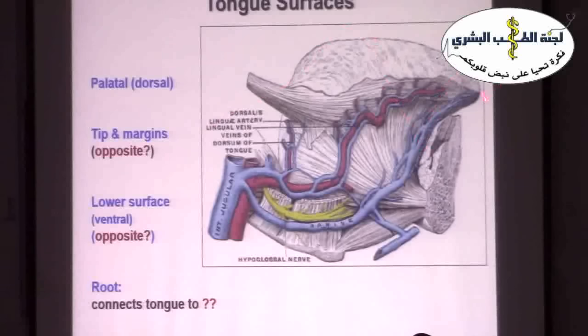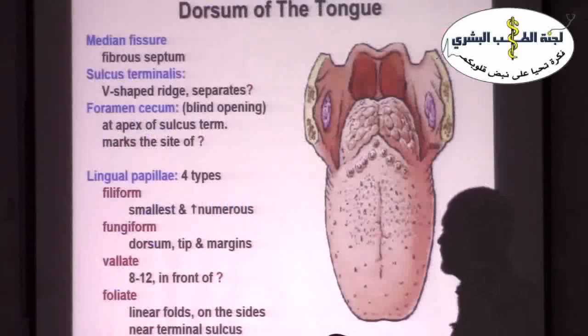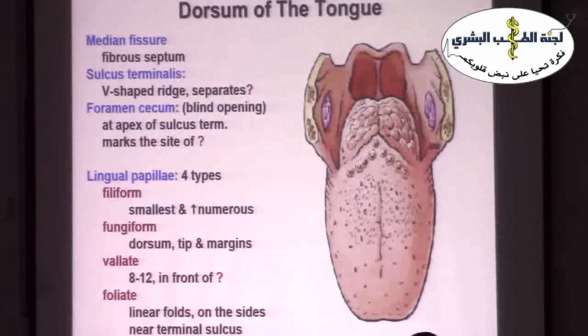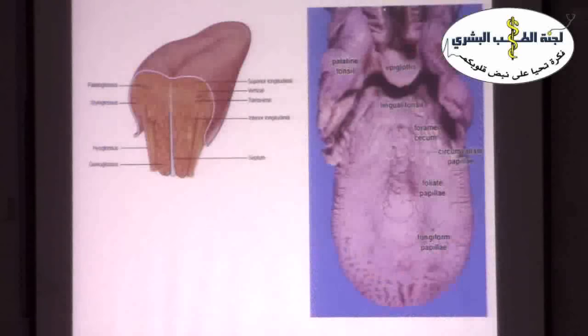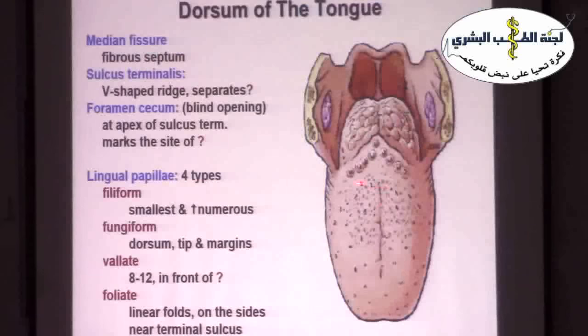So these are the surfaces and borders of the tongue. Dorsum, ventral, tip and margin, and the root. We will start with the most important one, which is the dorsum of the tongue. When we look at the dorsum of the tongue, first, what you're going to see is an inverted V-shaped sulcus here. You cannot easily distinguish it here, but here it is. This is the first structure you will notice, which we refer to as the terminal sulcus or sulcus terminalis.